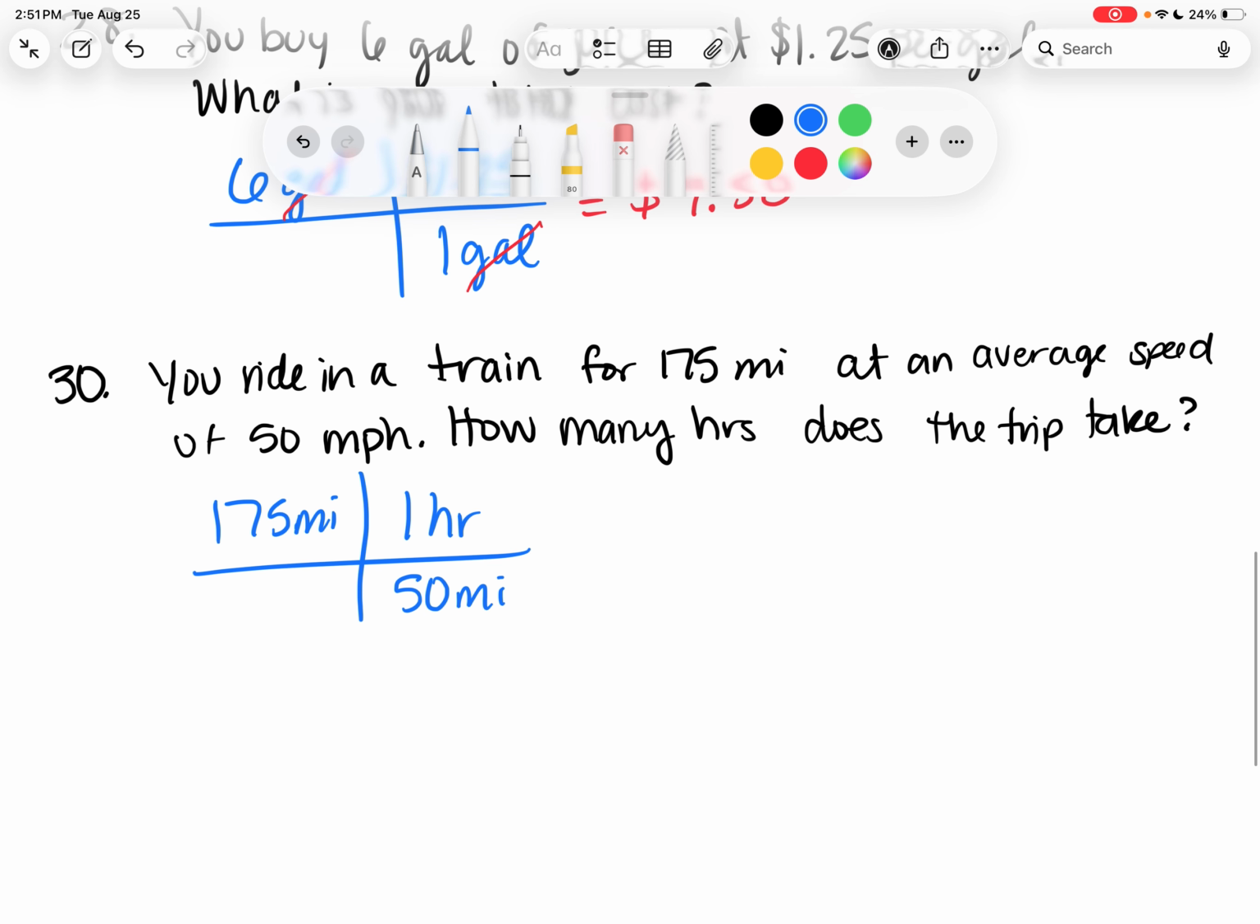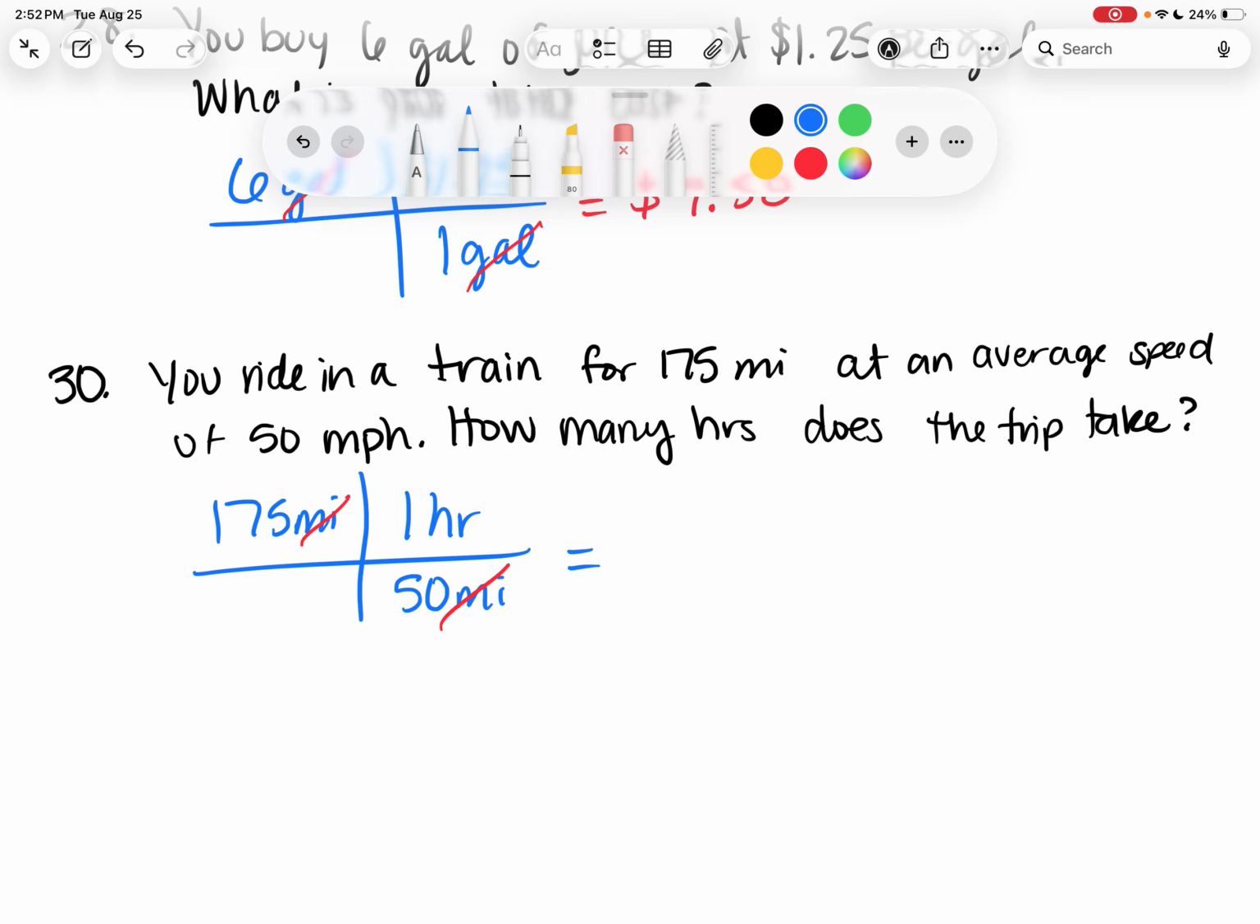So that rate can be flipped. It's a fraction, so it can go either way. It's just at our convenience of which one we need. So we're just doing it on the bottom instead. We still have 50 miles per hour, just backwards. So now, miles cancel, and I have 175 divided by 50. Anybody know what that is? 3 hours, 30 minutes. 30 is 3.5.